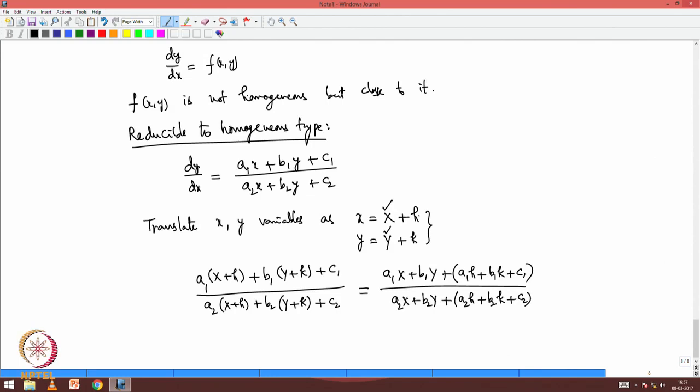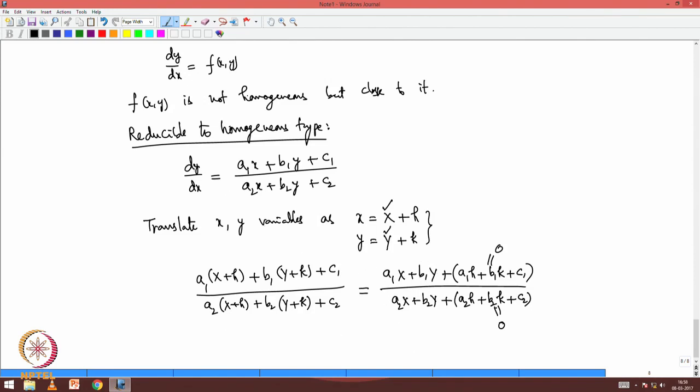So if I choose my h, k values in such a way that, see, a1, b1, c1, a2, b2, c2 are given, they are known constants. If I can choose my h and k, some numbers, satisfying this, I can make this 0. If I choose my h and k such that these two are 0, then what remains, in terms of these new variables x and y, is homogeneous. Okay? So the right hand side is a new function of x, y.